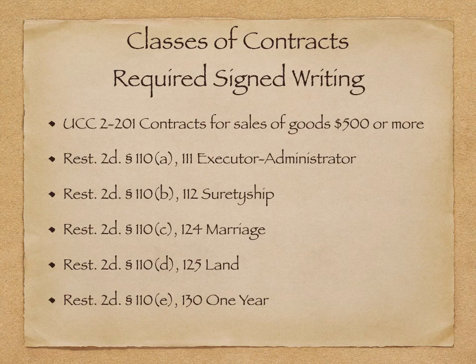Moving to the Restatement, which is common law in most but not all jurisdictions, we have 5 categories. An executor or administrator is someone who manages the estate of a person who has died. These contracts are within the statute of frauds if a contract made by the person who died when that person was living would have been within the statute of frauds.